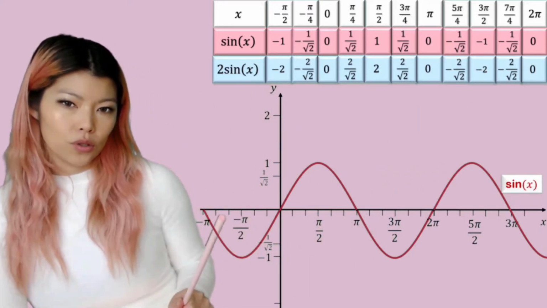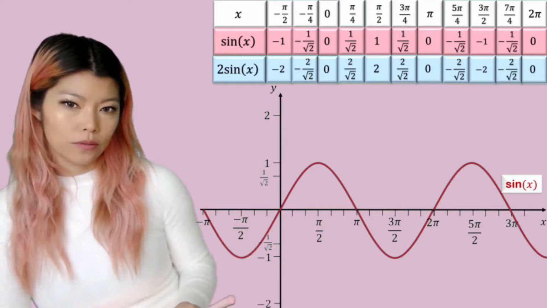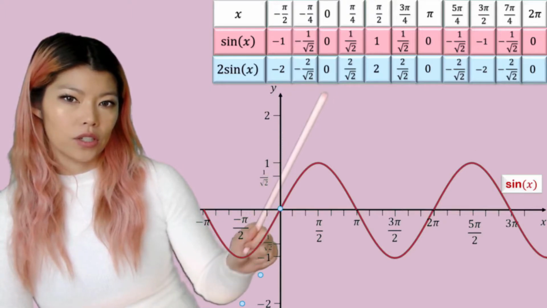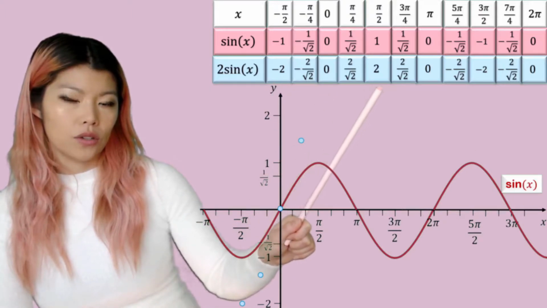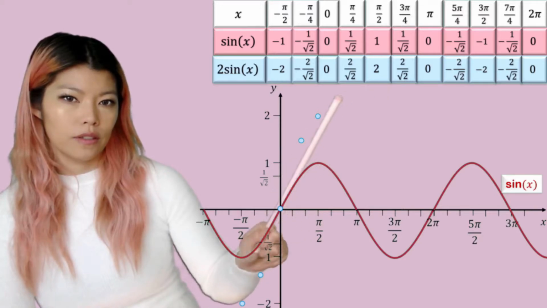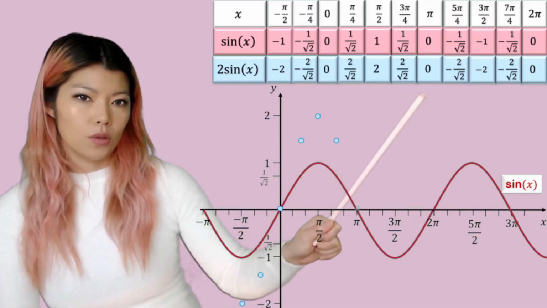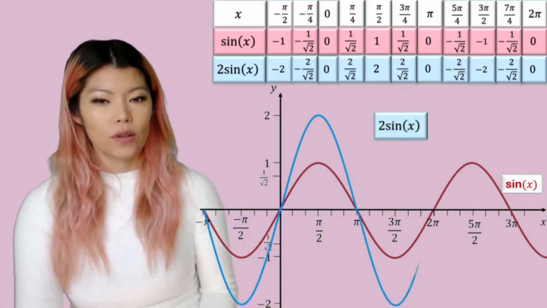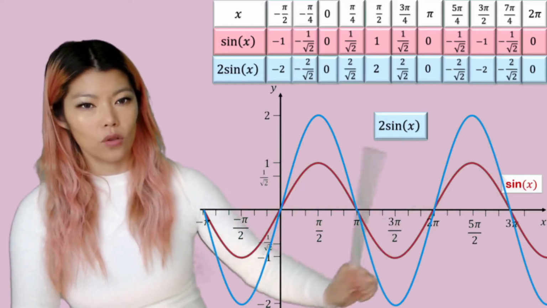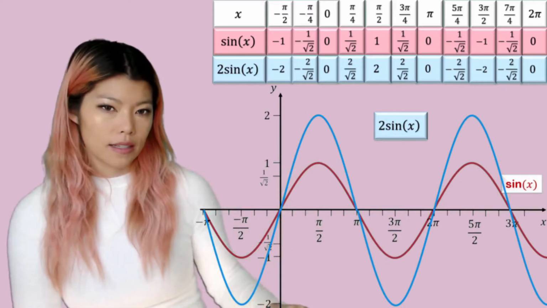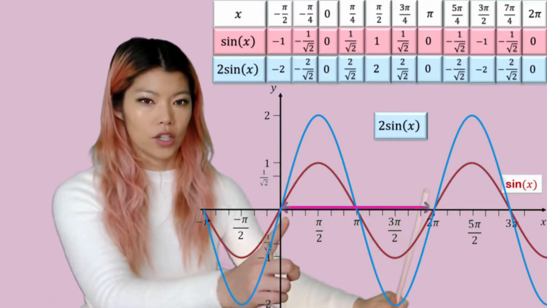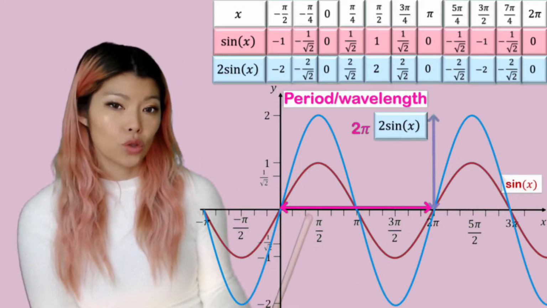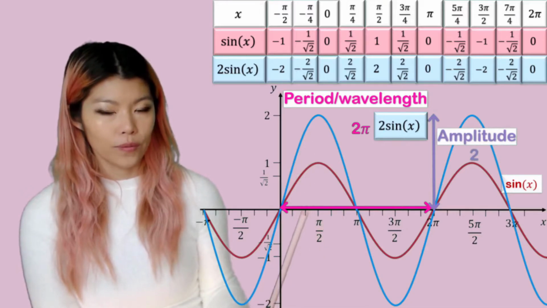At negative pi on 2, we are at -2, so down here. Then we move higher and higher until we reach 0, 0. Then at pi on 2, we reach 2. And we're getting smaller until we reach pi, which is 0, and so on. So we can see that 2 sine x looks like that. 2 sine x has the same period. See this section here, it's still 2 pi, but the amplitude is now 2.